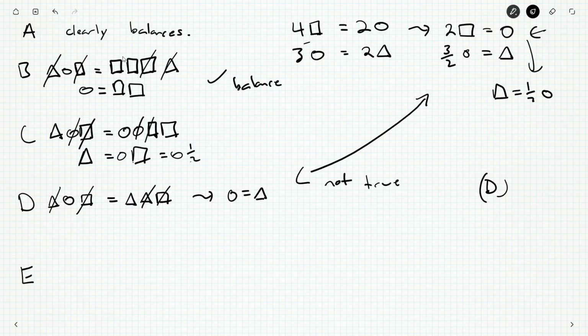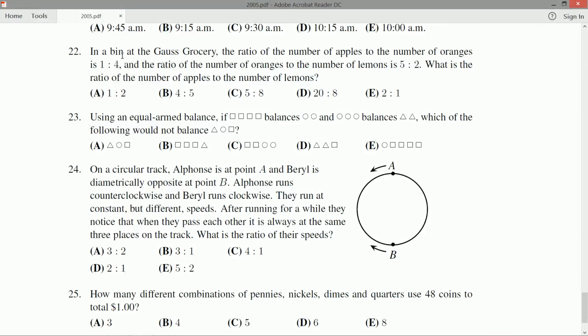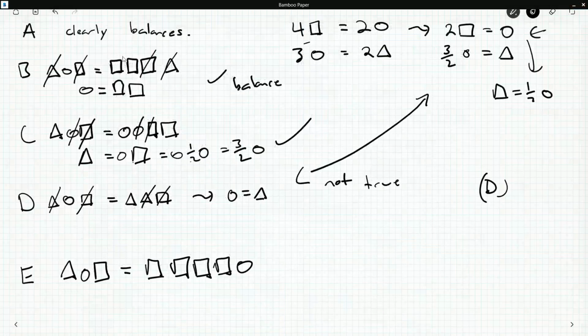So this is 1½ circles. So this is 3/2 circles. And yeah, that is true. So this balances. And the last one, this is the one that had a ton of squares, as I recall. I think that was it. Yeah, 4 squares and 1 circle.